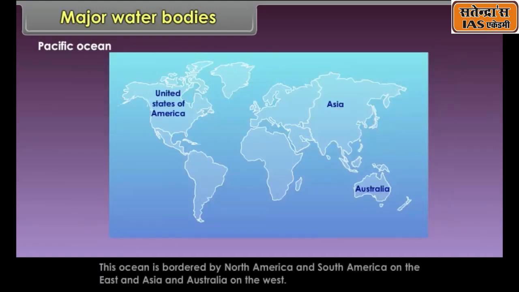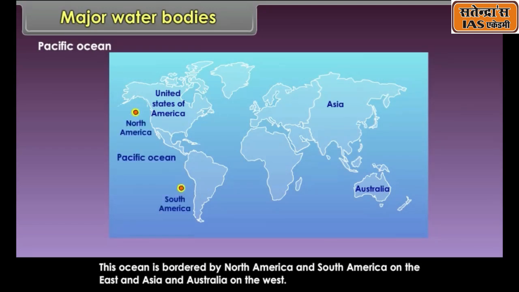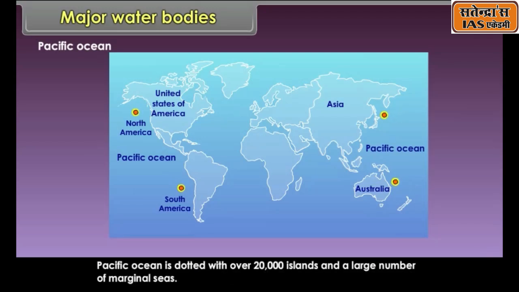This ocean is bordered by North America and South America on the east, and Asia and Australia on the west. Pacific Ocean is dotted with over 20,000 islands and a large number of marginal seas.